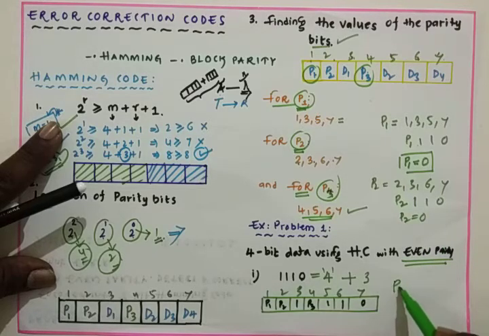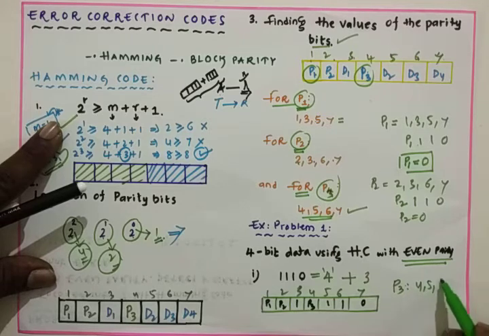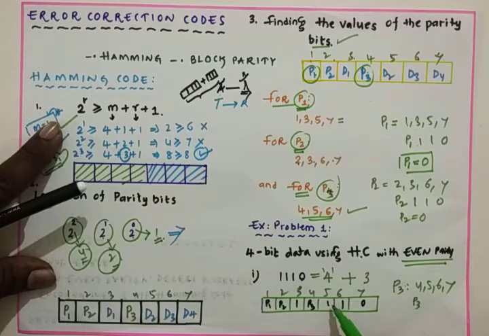Then go with P3 now. P3 is nothing but 4 5 6 7. 4 is P3, 5 is 1, 6 is also 1, and 7 is 0. And again an even number of ones are there, so P3 is also 0.